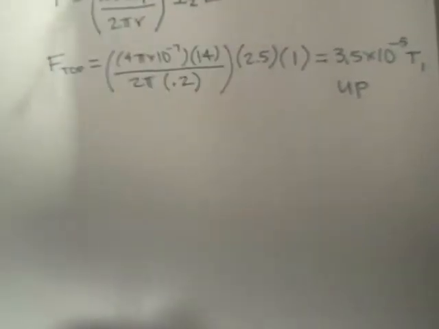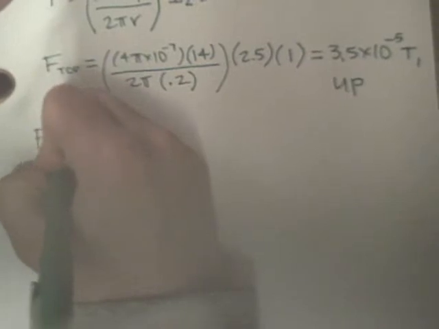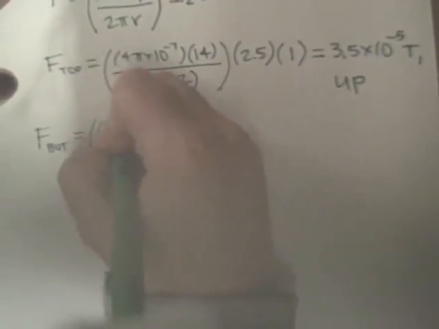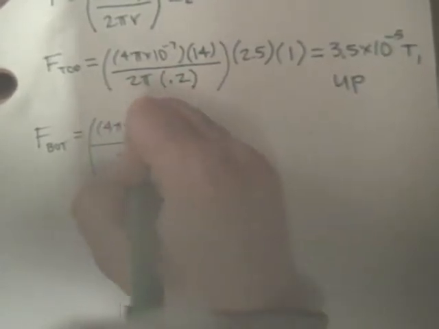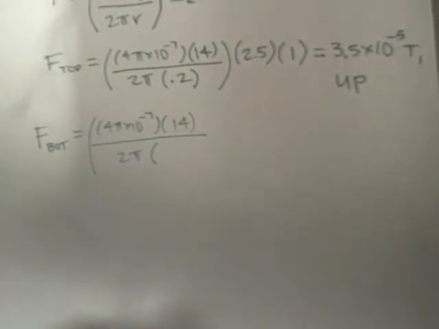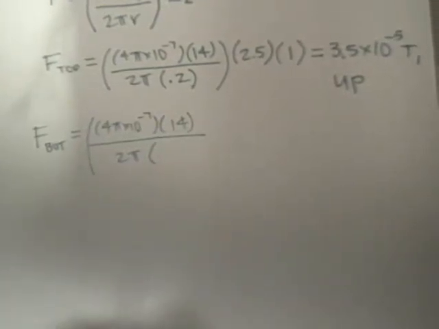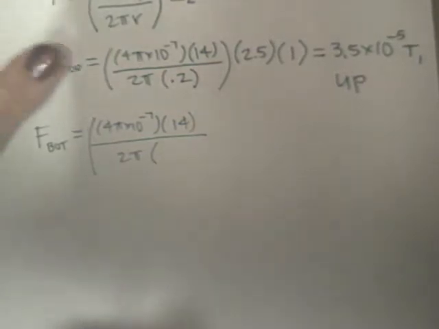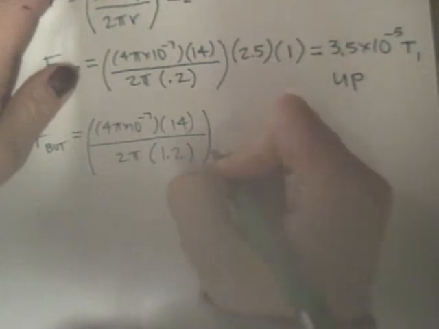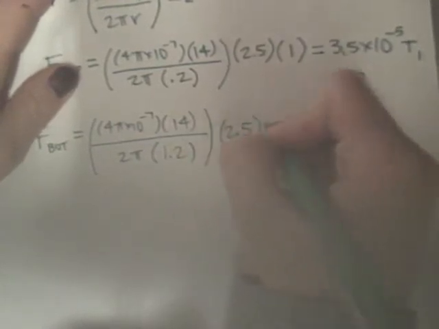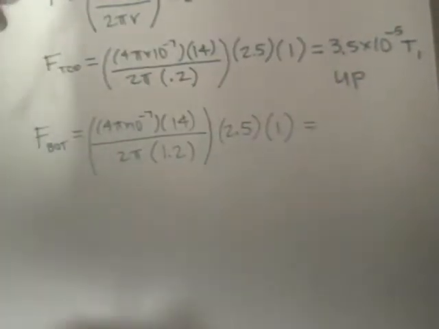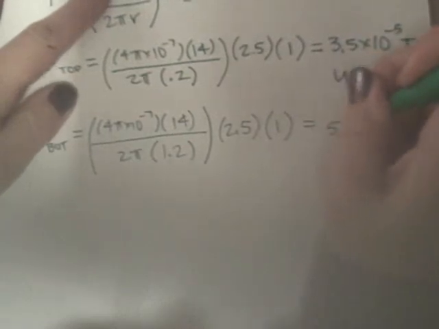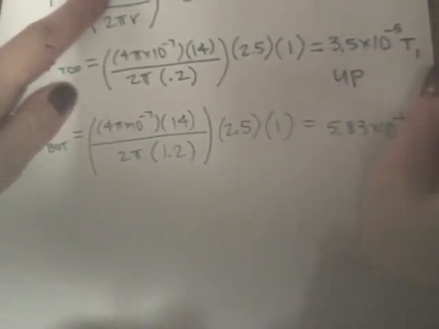And now we can go ahead and do the exact same thing for the force on the bottom part of the loop. And so we would get 4 pi times 10 to the negative 7th times 14 divided by 2 pi. And this is the only part that changes here. Now the bottom part of the loop is not just 0.2 meters away from that 14 amp wire, it is 1.2 meters away. So that 1.2 goes there. The current is still 2.5 amps in the bottom part of the wire, and the wire still has a length of 1 meter. So if you multiply that, you get a total of 5.83 times 10 to the negative 6, and that force would be down.